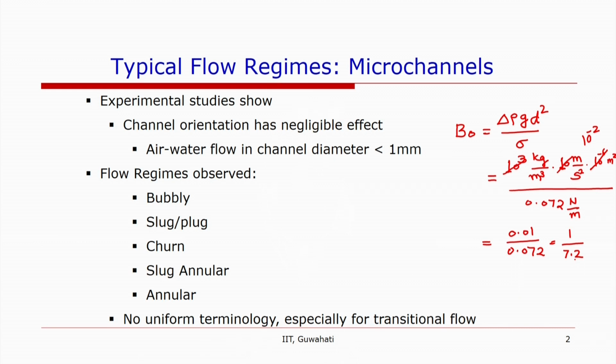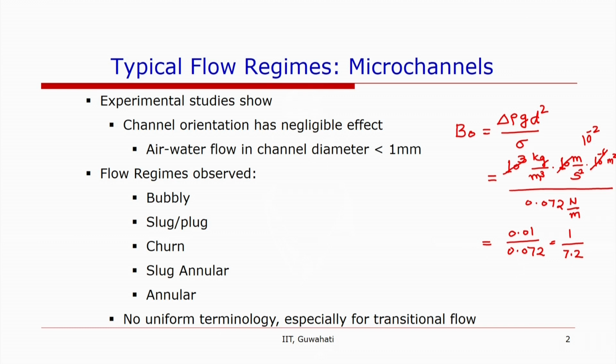So, with that in mind, let us look at the flow regimes. The major flow regimes that have been observed in the microchannels are similar to what is observed in vertical flow in conventional channels. So, one has bubbly flow, slug flow, churn flow, annular flow and slug-annular flow.